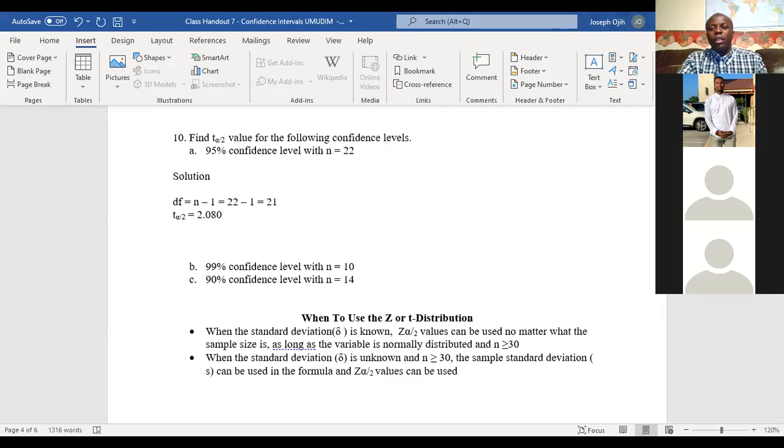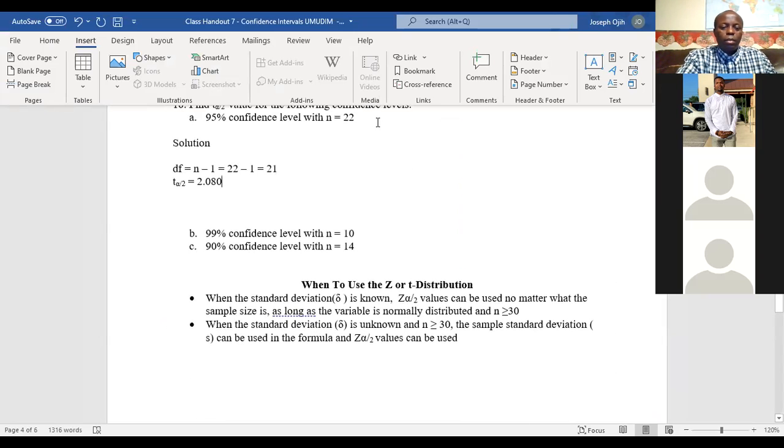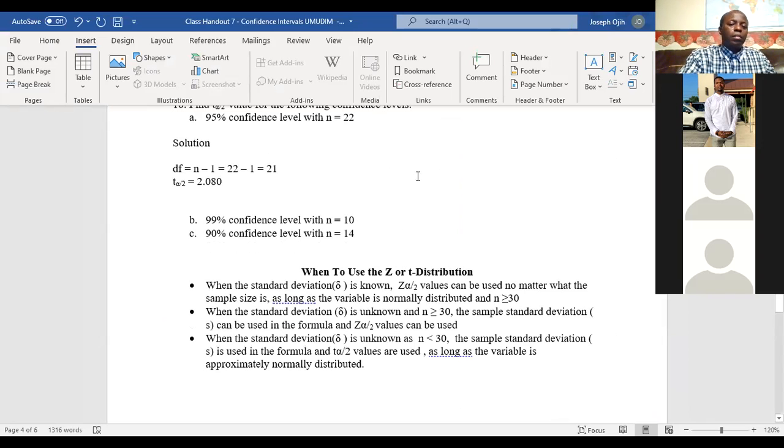So it is easier to use this table than the other one. I guess I should say that. Question on this? Any question? You're all quiet today. No questions. Good, very good.